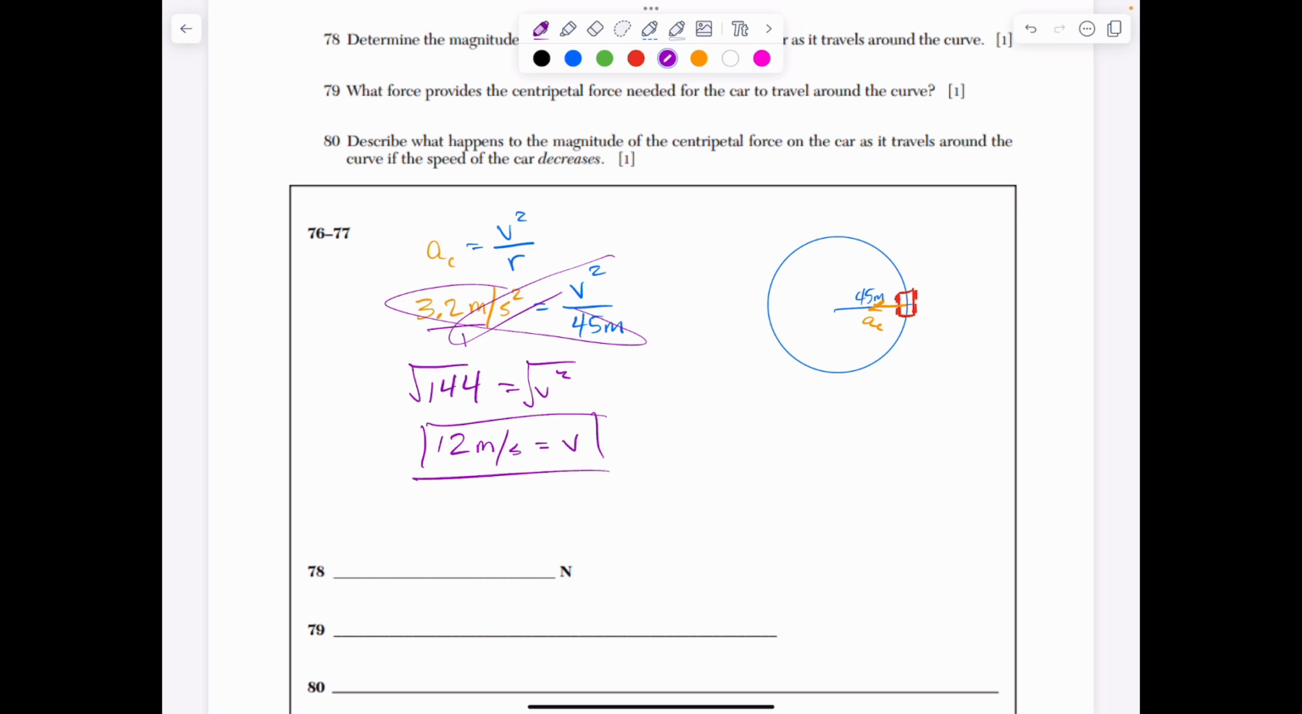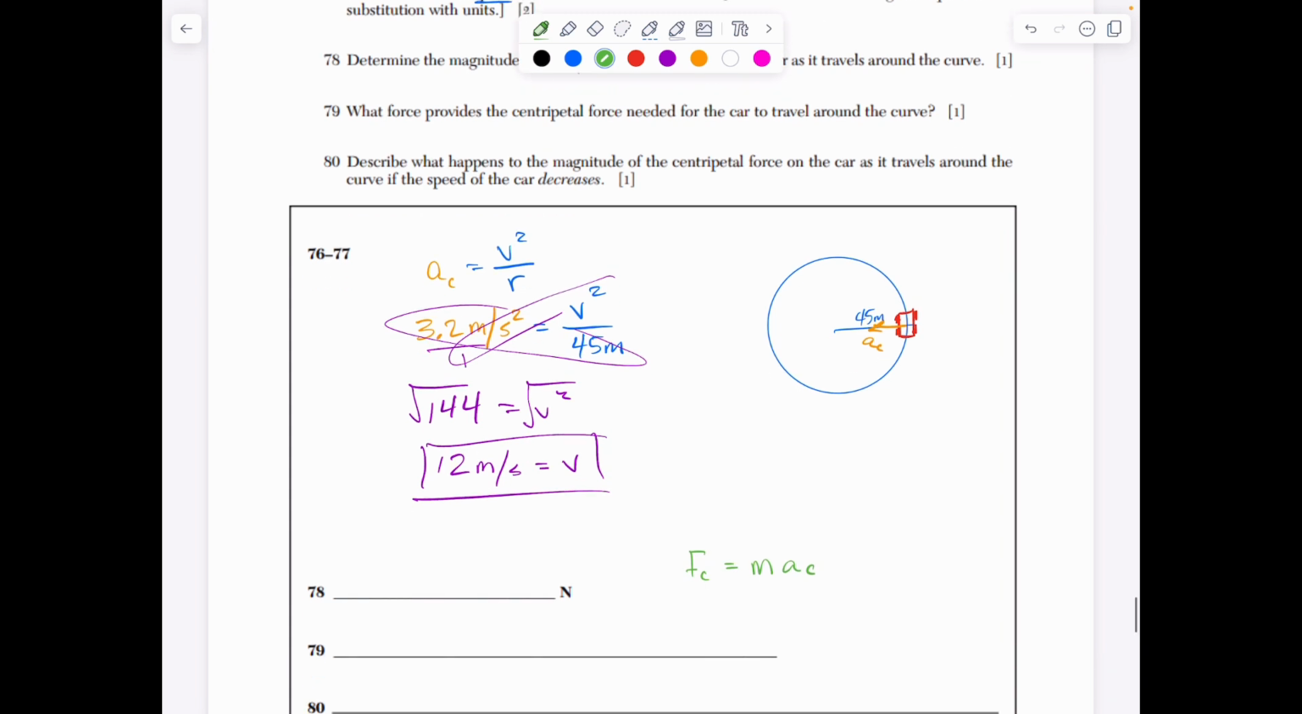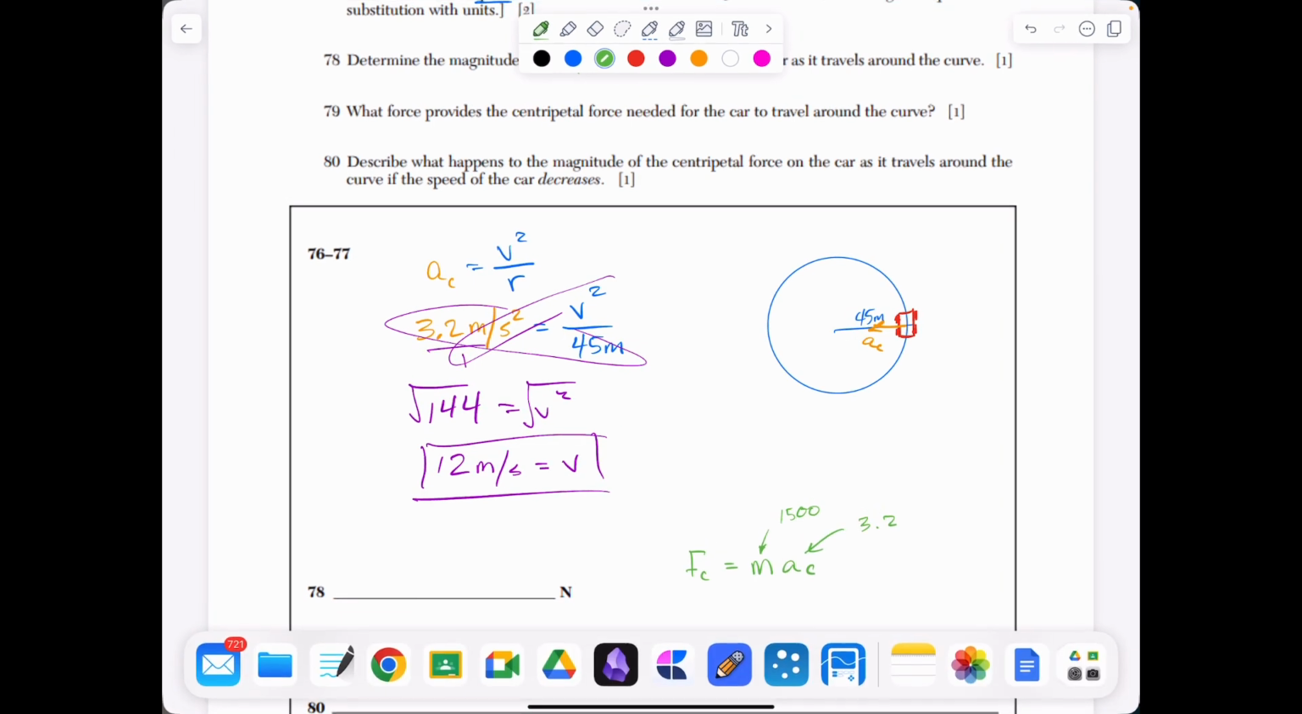So now let's look at 78. Determine the magnitude of centripetal force acting on the car as it travels around the curve. And so centripetal force, Fc, equals m times AC. And so we have our AC given in the problem. And so this is just going to be force equal to the 1500 times that AC, which was 3.2. Grab our calculator, throw those two in.